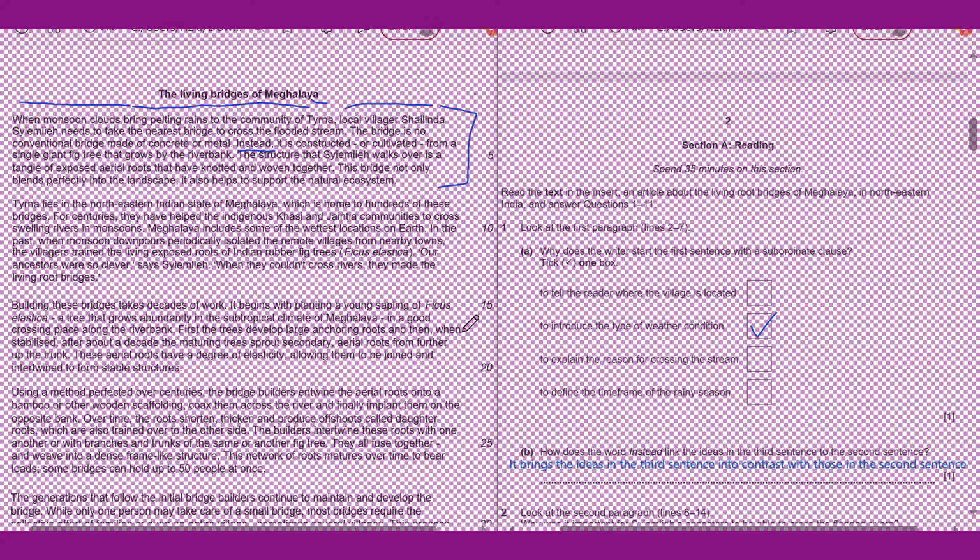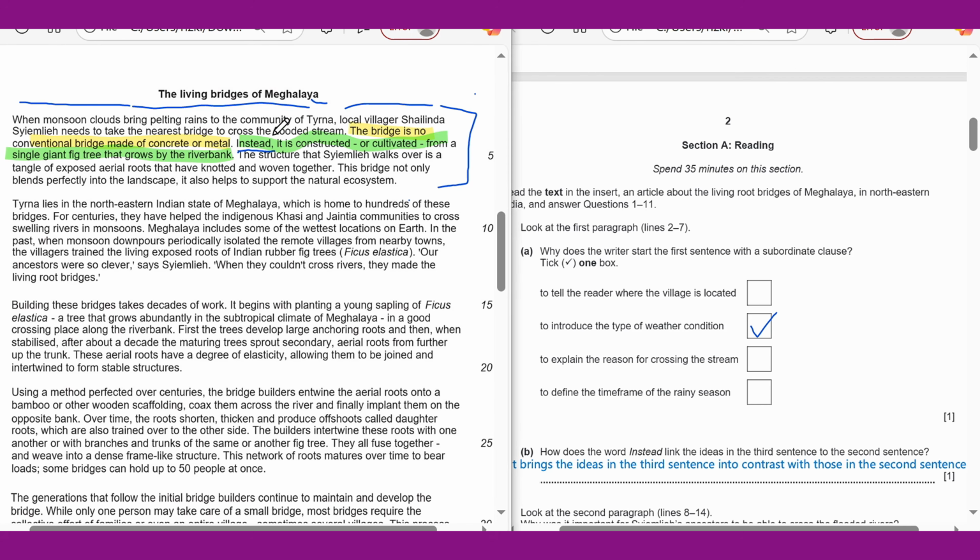Alright, next. So the third sentence in green: instead, it is constructed or cultivated from a single giant fig tree that grows by the river bank. This is the third sentence. So instead is to bring contrast with the second sentence in the yellow. The bridge is no conventional bridge made of concrete or metal. Okay, hope it's clear. Let's move on.